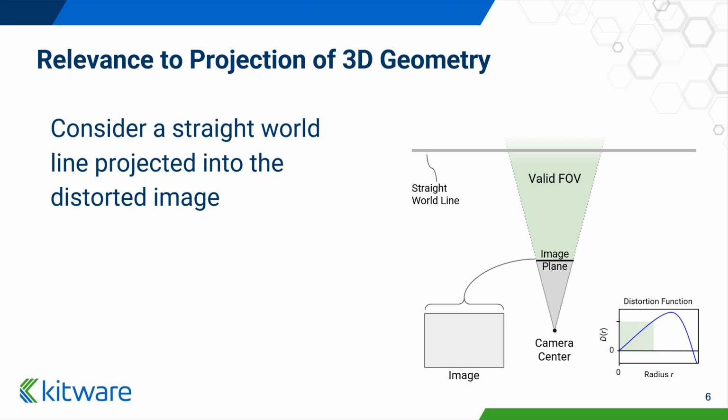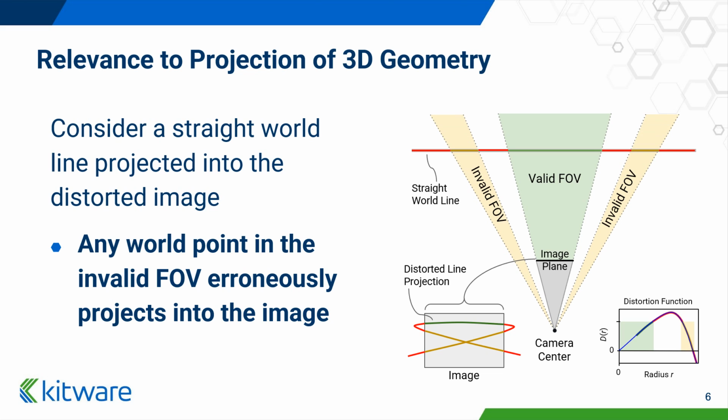As an example, let's look at a long straight world line being projected into an image under a distortion model. So this camera has a valid field of view that covers part of the line, and that part of the line projects as expected into the distorted image. But as that line extends outside the image, you can see that it curves back and eventually crisscrosses right back through the middle of the image and passes out the other side. And what this means is there is an additional invalid field of view for which any point that lies in that field of view will erroneously project back into the center of the image. So this causes a lot of problems for augmented reality applications.